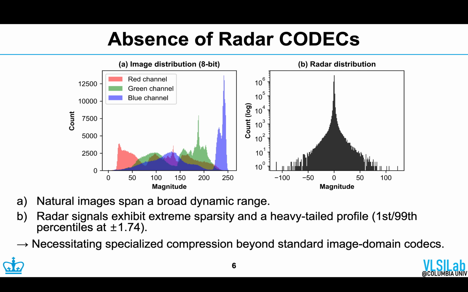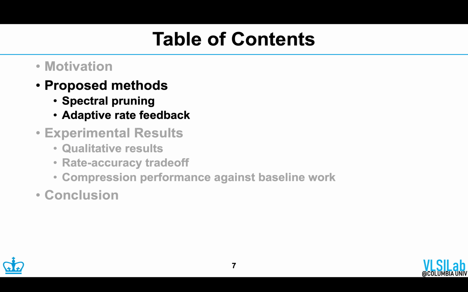Also, radar codecs, coder-decoders to compress radar data, are quite absent. Natural images span a broad dynamic range, as you can see from the figure on the left. On the figure on the right, you see radar signals exhibit extreme sparsity and a heavy-tailed profile. This necessitates specialized compression beyond standard image domain codecs. So I'll go over the proposed methods.